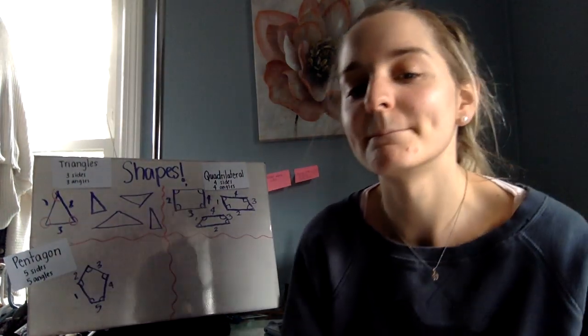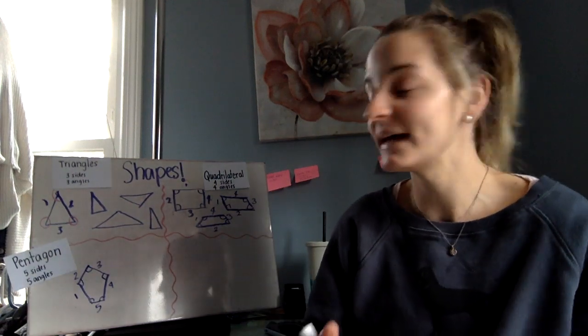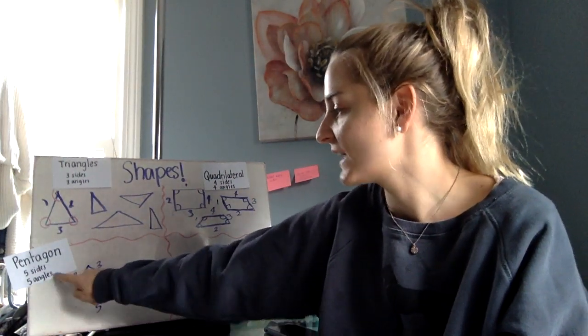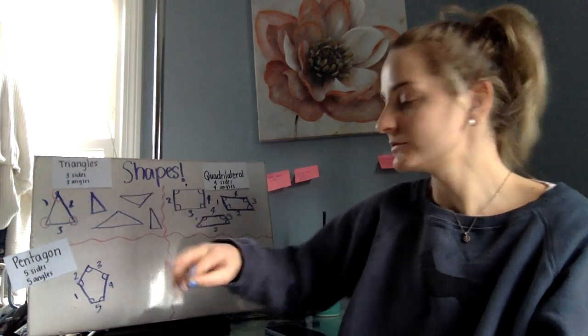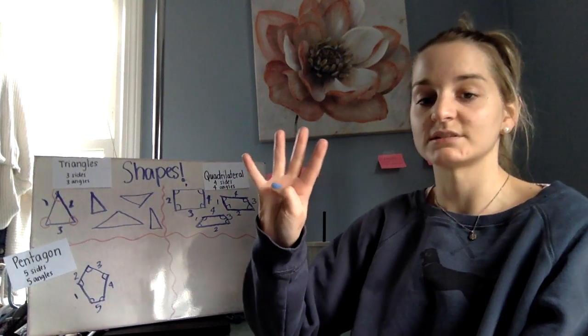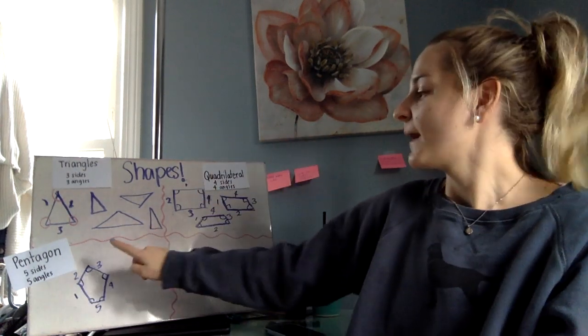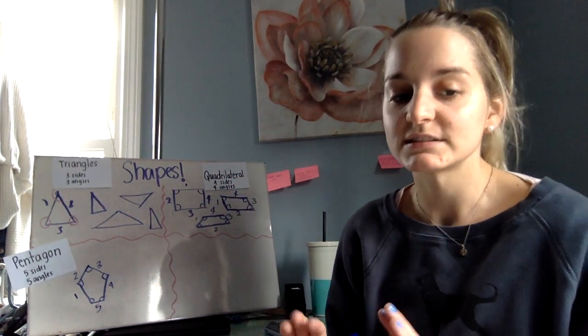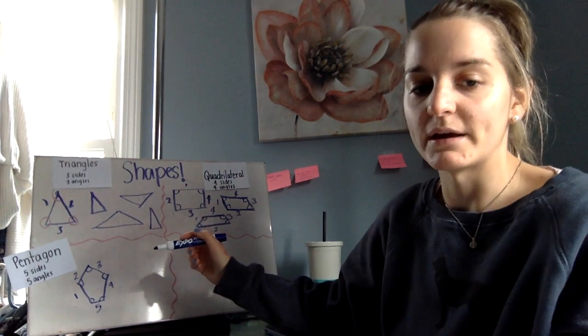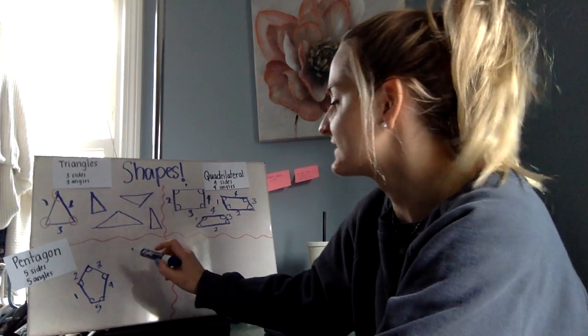Let's say it again. Pentagon. A pentagon has 5 sides and 5 angles. So let's go back. Triangles have 3 sides and 3 angles. Quadrilaterals have 4 sides and 4 angles. And pentagons have 5 sides and 5 angles. So no matter what it looks like, it always will have 5 sides and 5 angles.